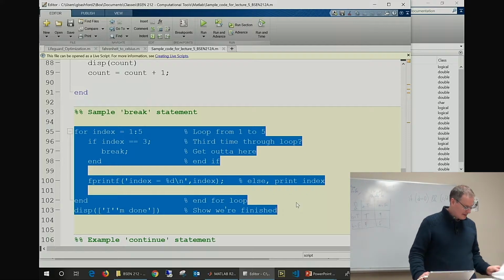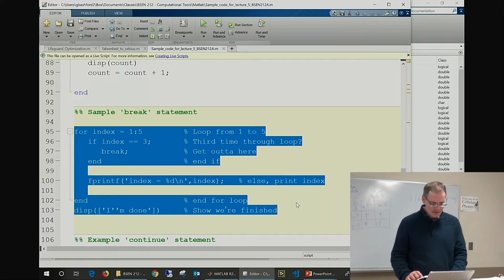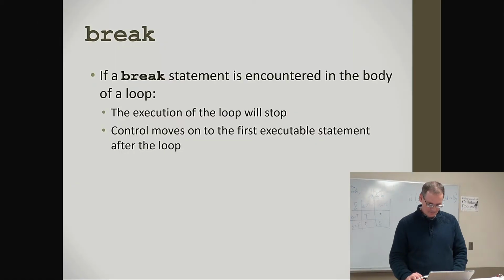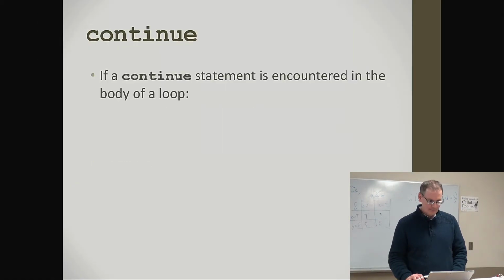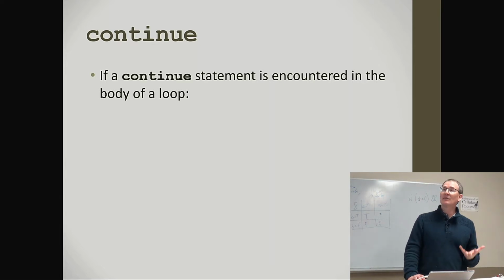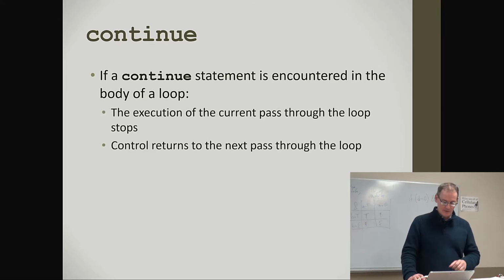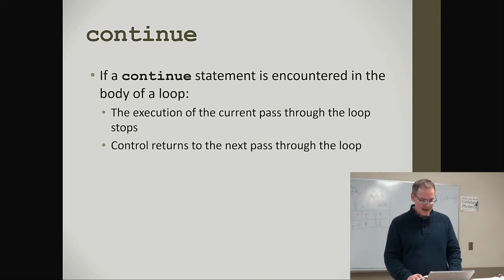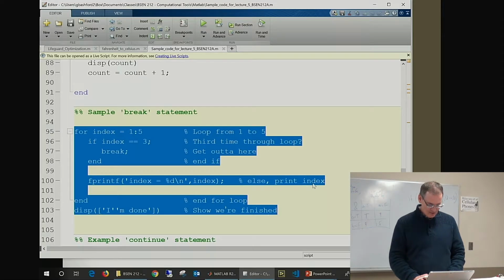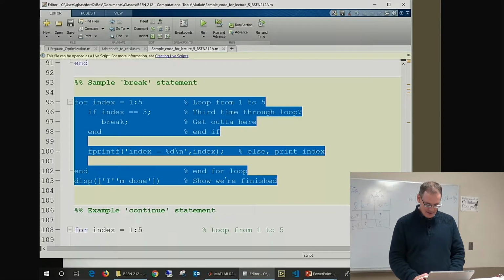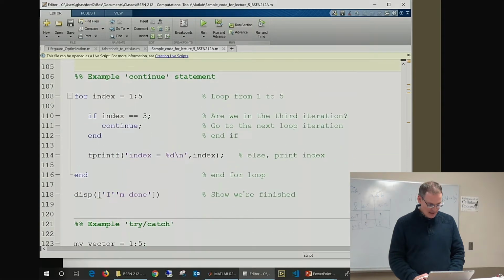Continue is something close but not the same thing. If you see a continue in a loop, it jumps to the end, but it doesn't jump to the end of the whole for. So it doesn't stop doing the for, it just goes back into the next iteration. Okay, so the current one stops and then it goes back through and starts again. So easier to see than to explain.